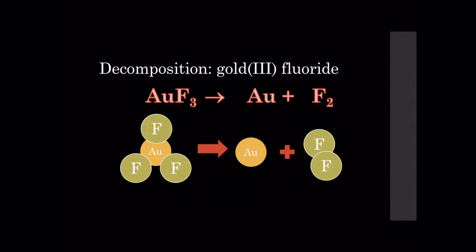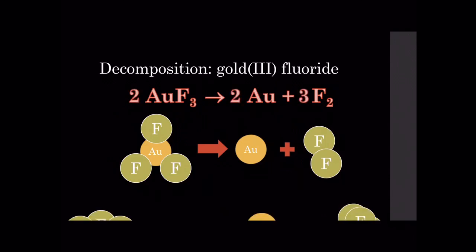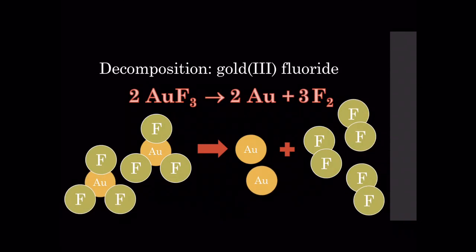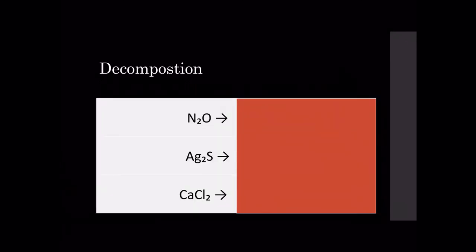So you've got Au plus F2, and then a simple balance will tell you that there is a whole lot more to this reaction, right? But it is essentially gold fluoride becoming gold atoms and fluorine atoms, separate, hence being a decomposition reaction.